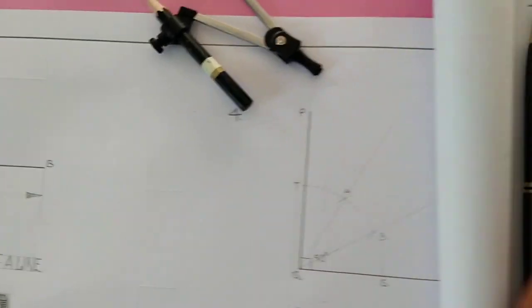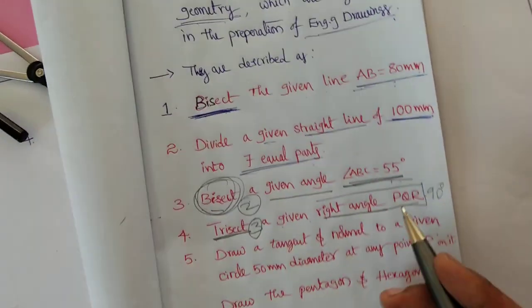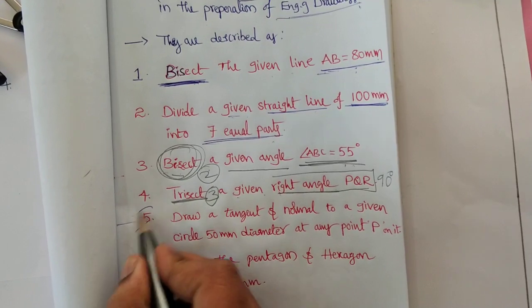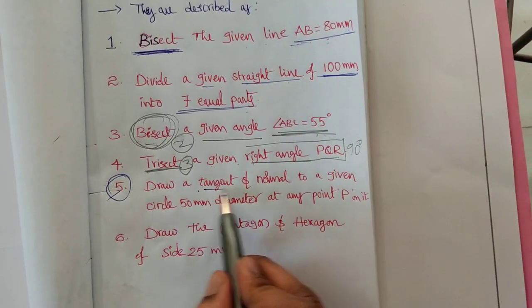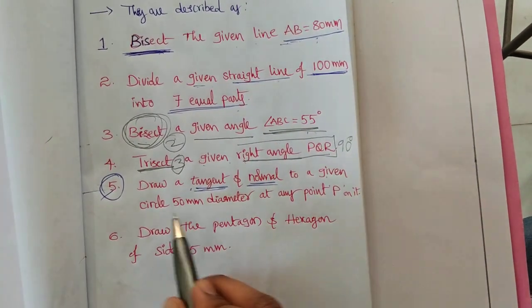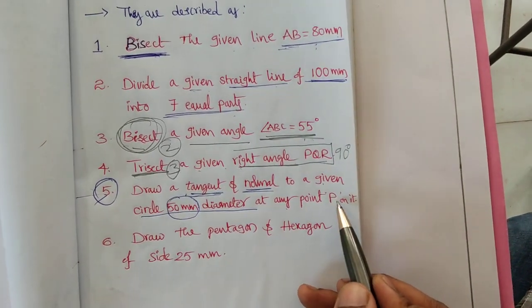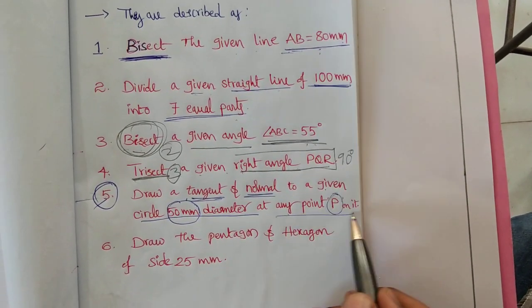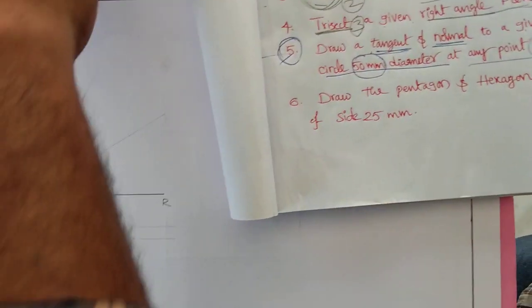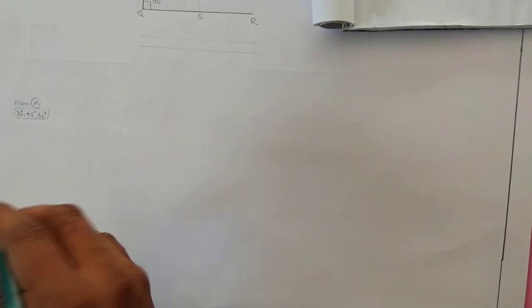Next we are moving to the fifth problem. Draw a tangent and normal to a given circle of 50 mm diameter at any point P on it. So all of you see this particular problem properly while I am constructing this diagram. So we are moving to problem number 5.